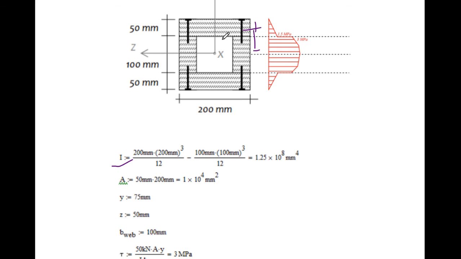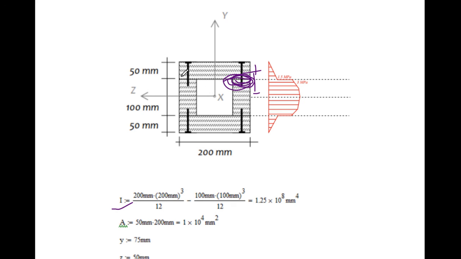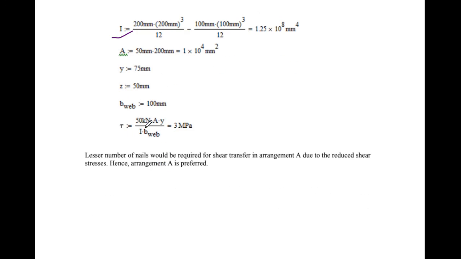Now we also need to find the distance here, the shear at this point. So this one is also 50. B of web is 100, the breadth of web is 100. So we put all these values in and get our shear as 3 MPa.